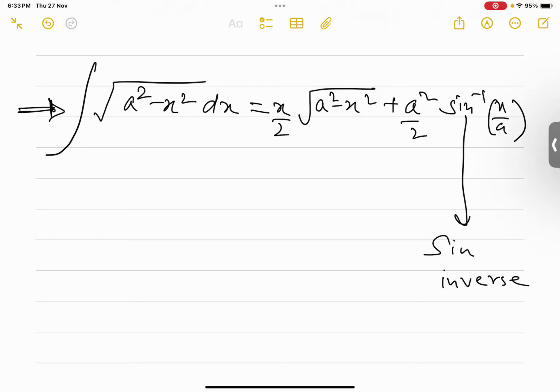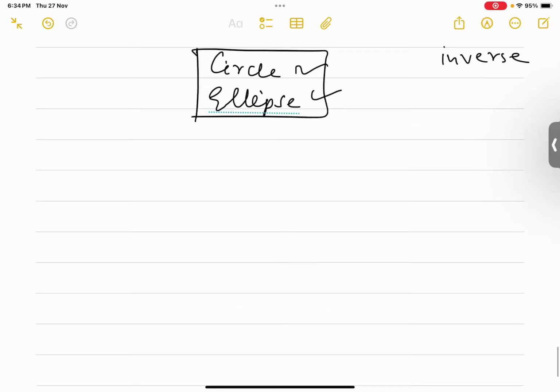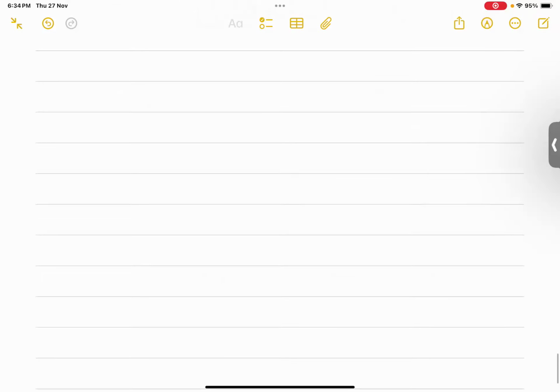I'll be solving one problem based on this, and this formula will be useful in circle and ellipse problems. This same formula will be useful. But prior to that, we'll solve one problem based on this formula. Page number 157, 7.1, question number 1, sub question 3.